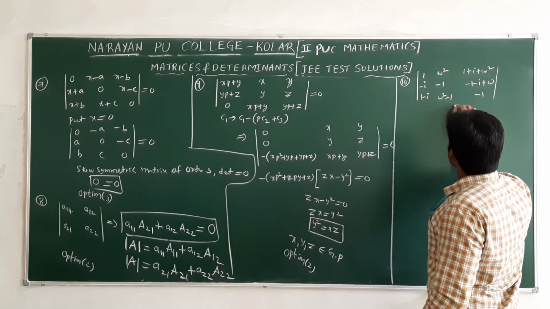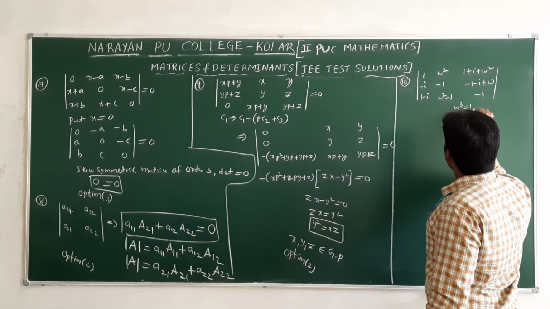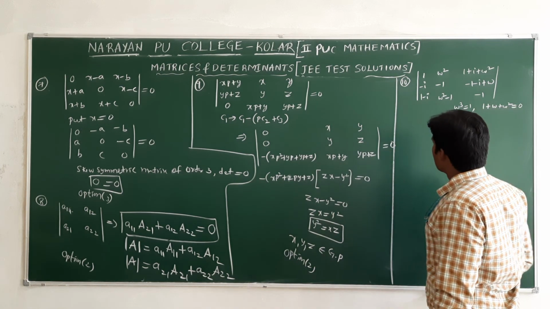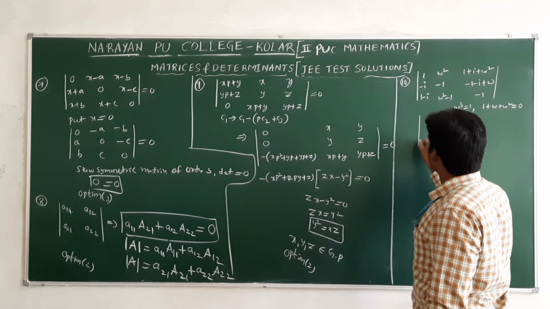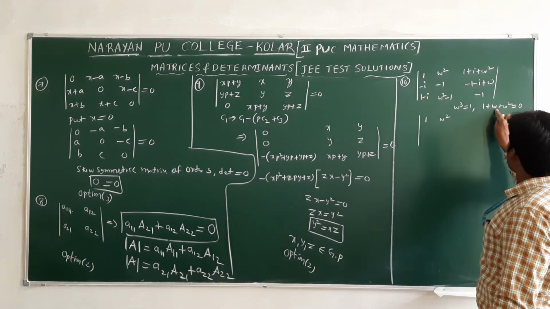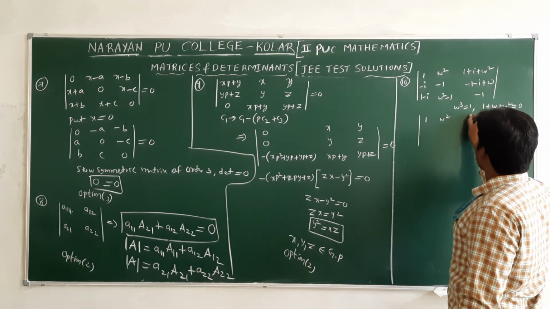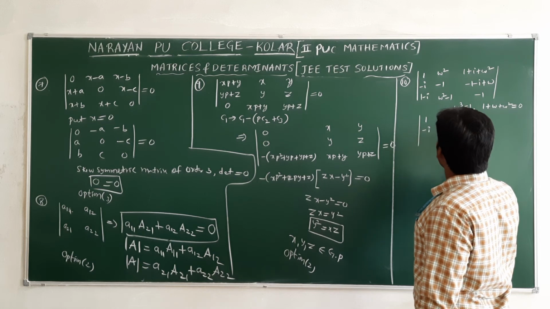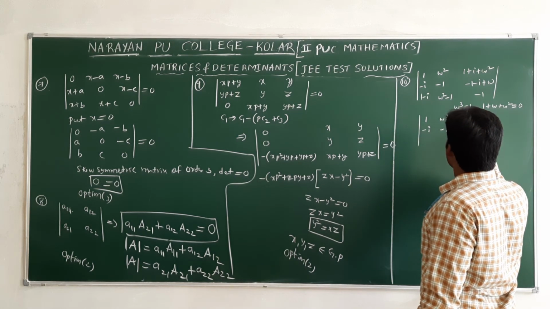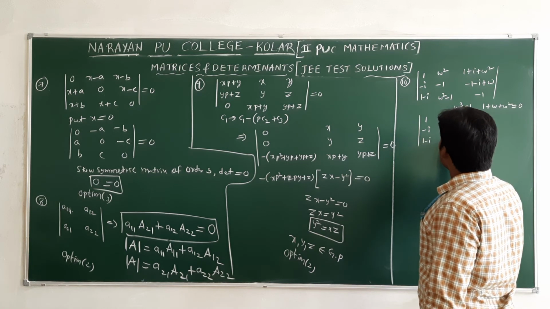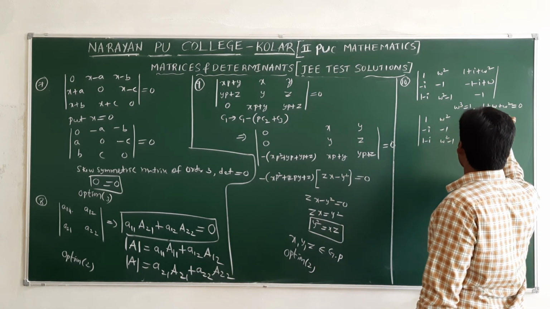When omega is cube roots of unity, conditions are what? Omega cube is 1, 1 plus omega plus omega square is 0. Sum of the roots 1 plus omega square, what will come? Minus omega. That's why it is i minus omega. Minus i, minus 1, minus 1 minus i plus omega, 1 minus i, omega square minus 1, minus 1.